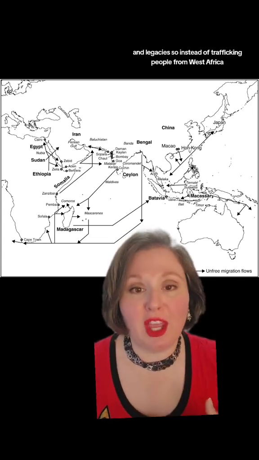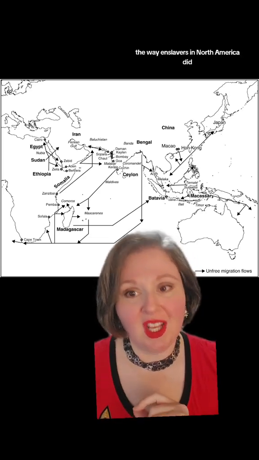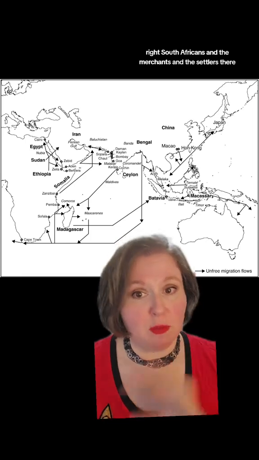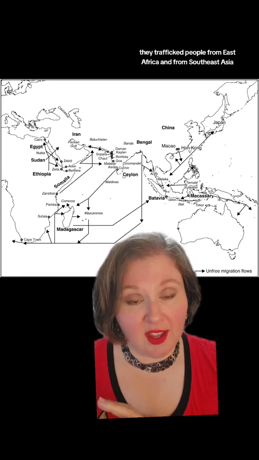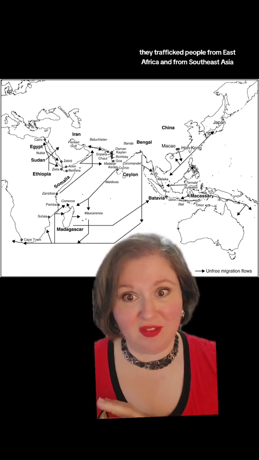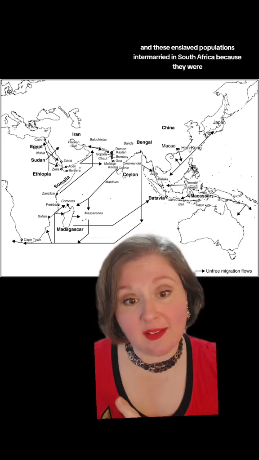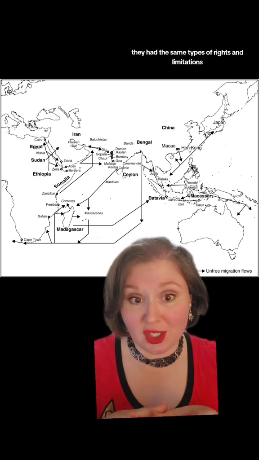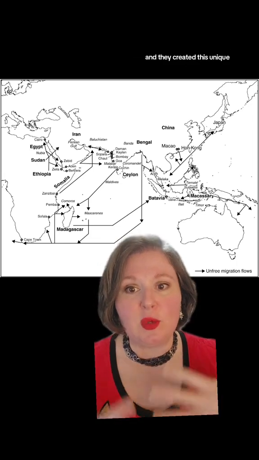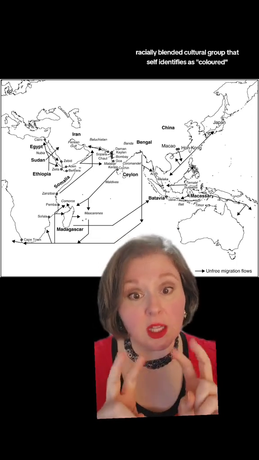So instead of trafficking people from West Africa, the way enslavers in North America did, right, South Africans, the merchants and the settlers there, they trafficked people from East Africa and from Southeast Asia, right? And these enslaved populations intermarried in South Africa because they had the same types of rights and limitations. And they created this unique racially blended cultural group that self-identifies as colored.